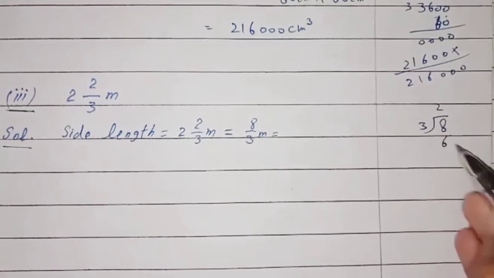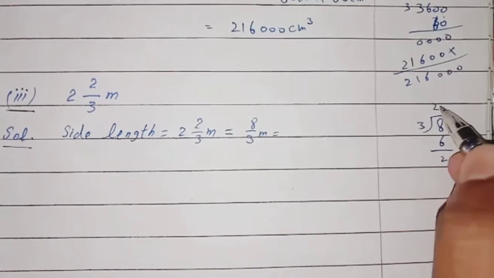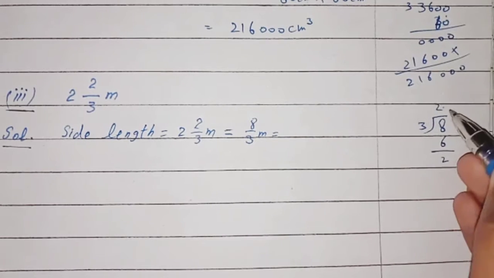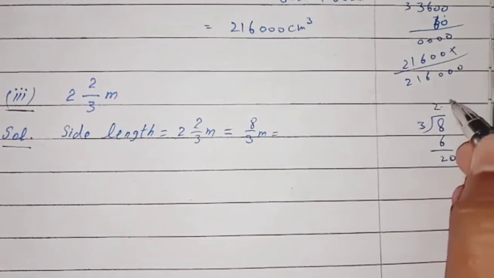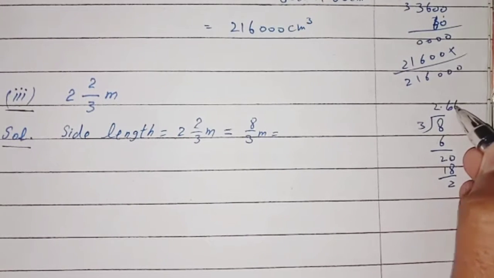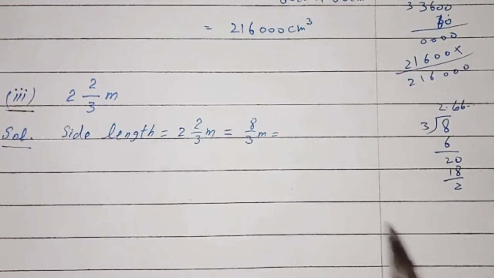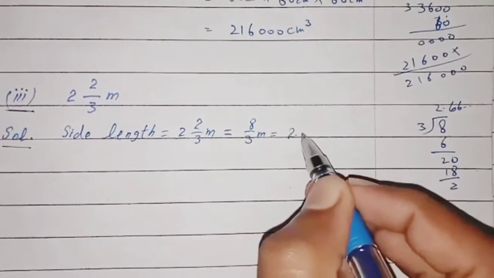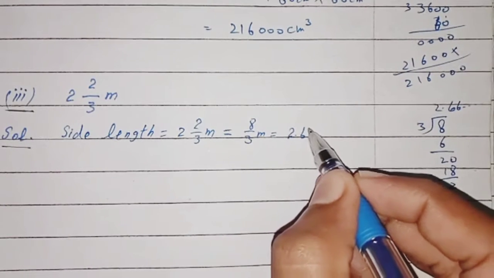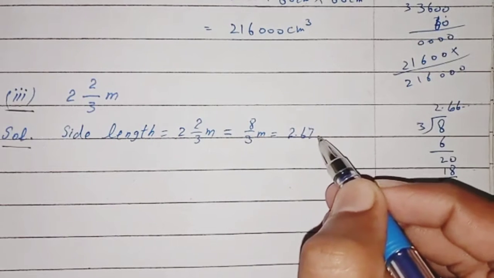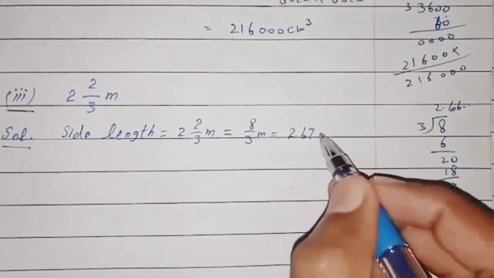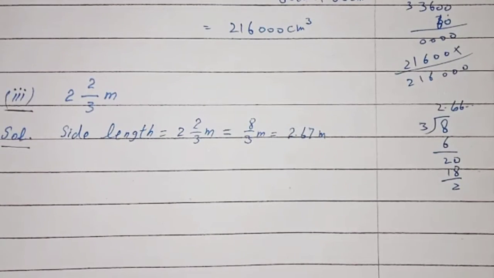3 2s are 6, this value is smaller than 3. We will take a decimal point and there will be 0 added. 3 6s are 18, there is again 2, so the answer will repeat: 2.66666. So that is equal to 2 point 666, 6 is repeating, we can take it as 7. We will increase 1 digit more, so that is equal to 2.67 meter.